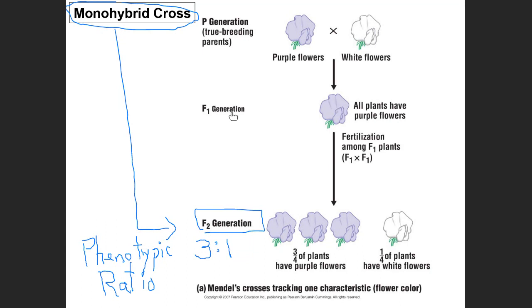One of the two traits was always dominant and only appeared in the F1 generation. And then, no matter which of the three traits he was looking at, flower color, seed shape, when he allowed that F1 generation to self-fertilize, producing the F2 generation, he always ended up with a phenotypic ratio of 3 to 1. 3 dominant to 1 recessive for every 4 plants counted. So instead of saying 3 out of 4 or 1 out of 4, we say the phenotypic ratio is 3 to 1. Make sure you make a note. The 3 is in reference to the dominant phenotype, and the 1 is in reference to the recessive.